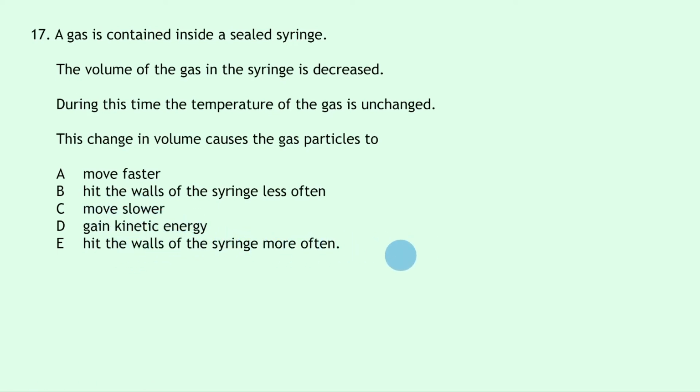Well, if we think about the kinetic model of gases, remember you've got particles moving about in a sealed container, and in this case the container is going to be the syringe, and we're told that the volume of the gas in the syringe is decreased. And with a constant temperature, that means the particles are going to have less space to move around in, and therefore they're going to hit the walls of the container, or the syringe in this case, more often. So that means our answer here is going to be E, they're going to hit the walls of the syringe more often.